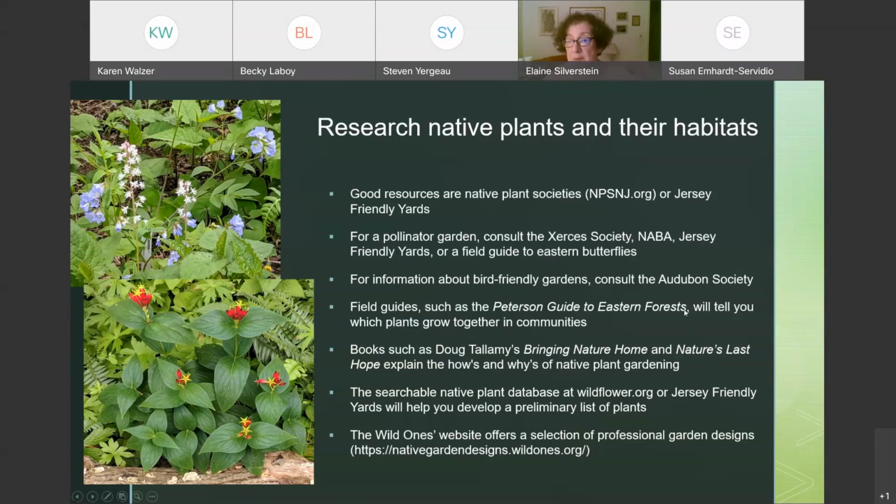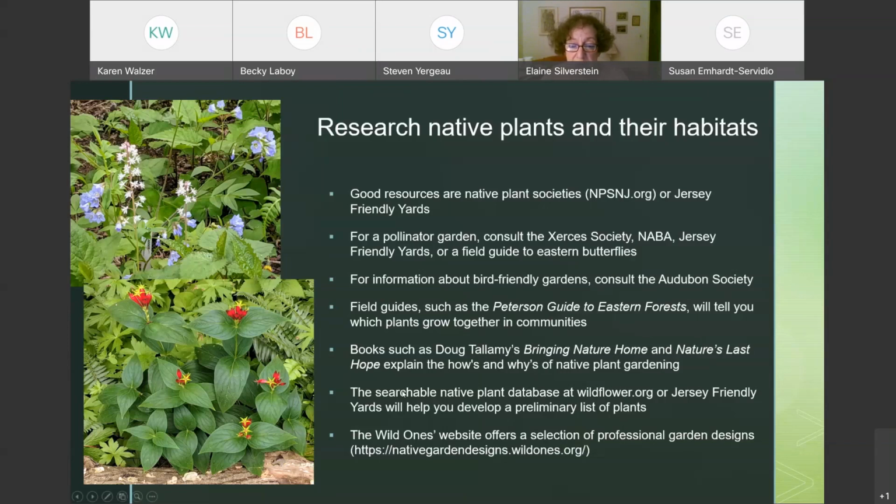This is how I think when I'm designing a garden. I think in terms of what trees are there and what plants need to be underneath them. I mentioned Doug Tallamy before. He has a couple of books. He has a brand new book just on oak trees, but his books, Bringing Nature Home and Nature's Last Hope, are very specific about the hows and the whys of native plant gardening, why you should do it and how you can do it.